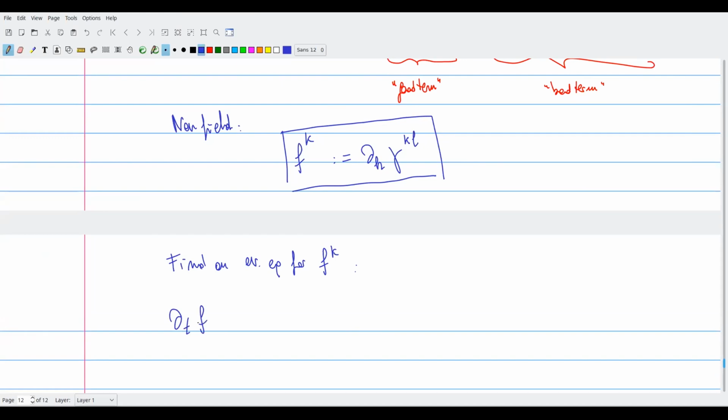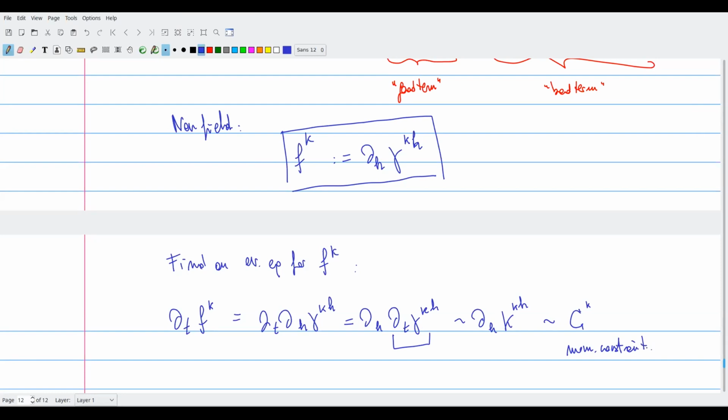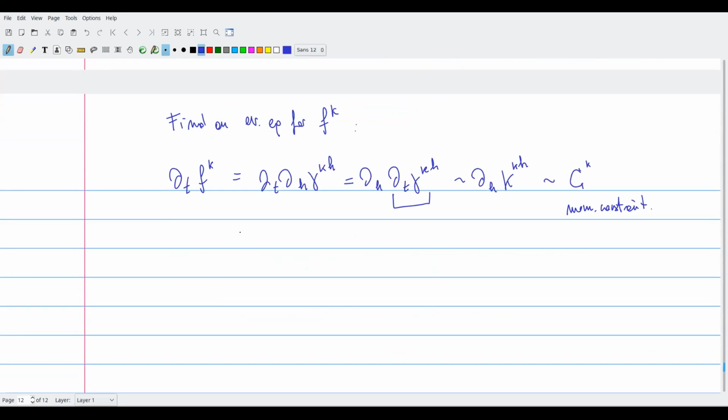Because if you take the time derivative, even partial, you can switch this derivative here, and you see that this is a time derivative of the three-metric, so this is in the form of a spatial derivative of the extrinsic curvature. And this is nothing else, something that must be proportional to the momentum constraint. So a natural way to obtain an evolution equation for F is to use the momentum constraint.